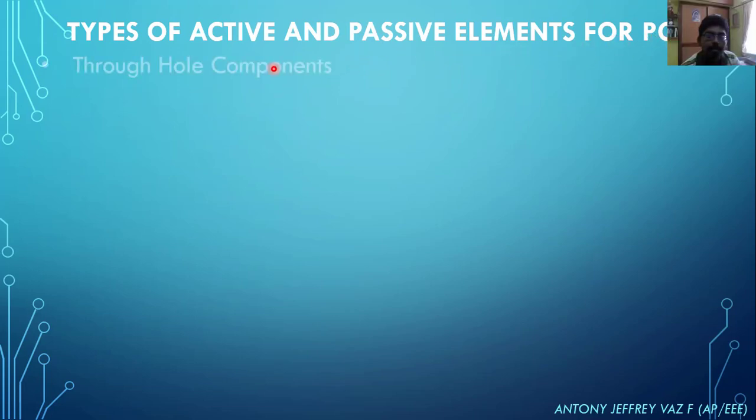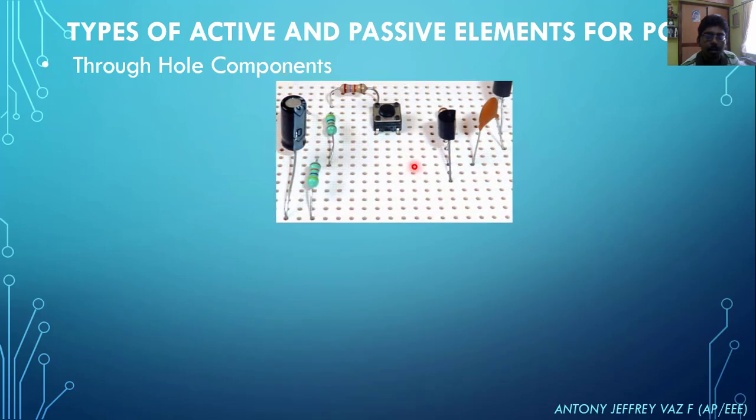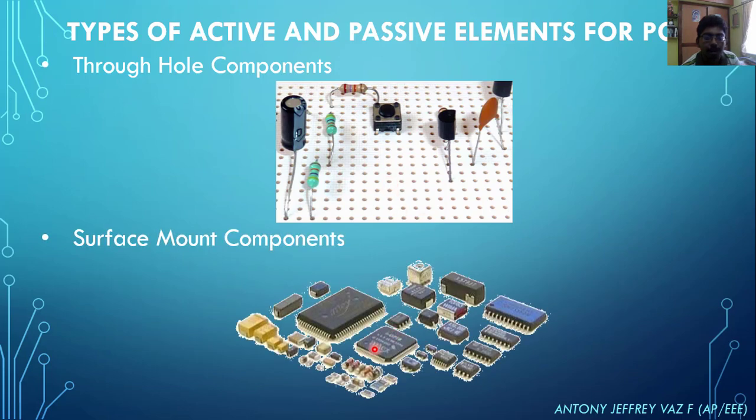Types of active and passive elements for PCB through-hole components. You may have seen these components or used some of them in your laboratories. The next one is the surface mount components. You may see these components in the laptops or mobile phones.